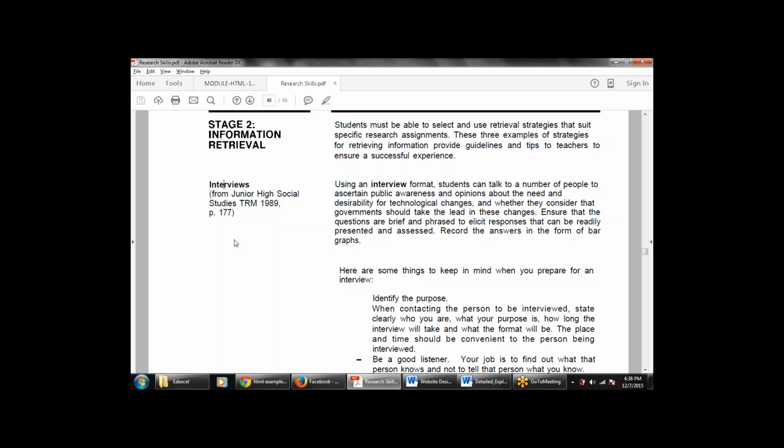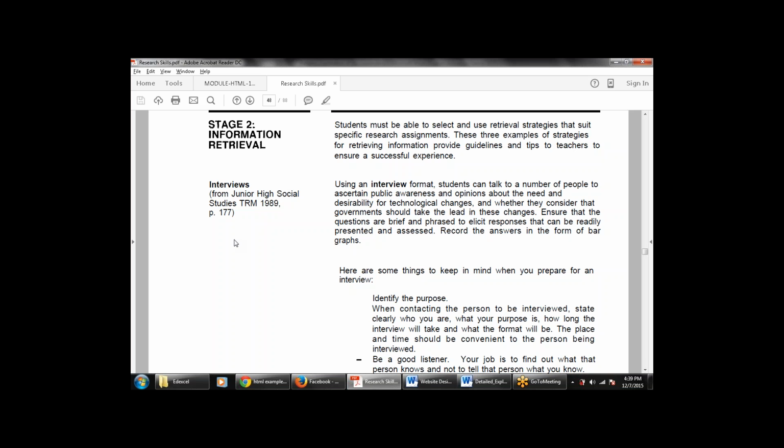So using the interview method, every opinion will be taken out, and the student will interview other people to ascertain the need, opinion, and desirability for technological changes, and whether they consider that government should take the lead in these changes or not. It also ensures that the questions are brief and phrased to elicit responses that can be readily presented and assessed.